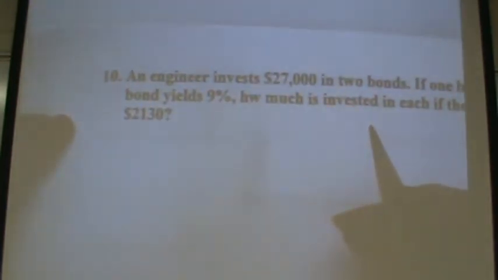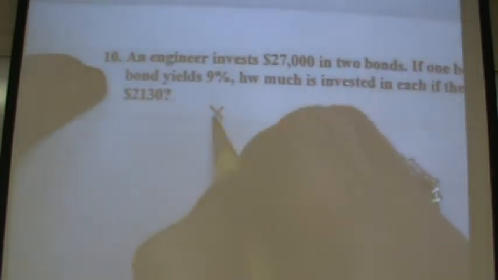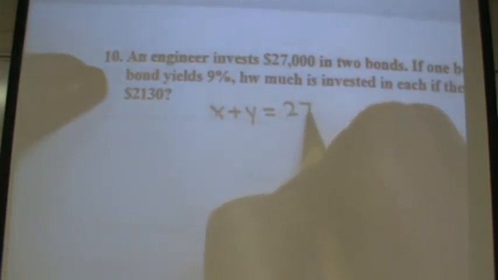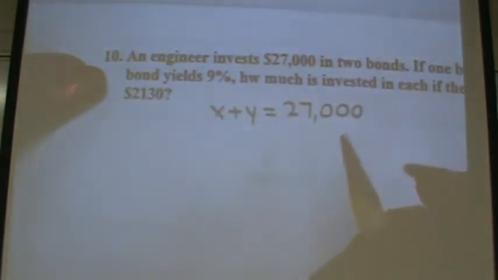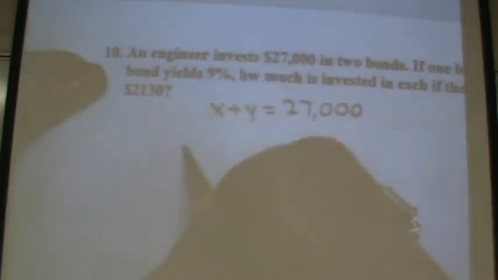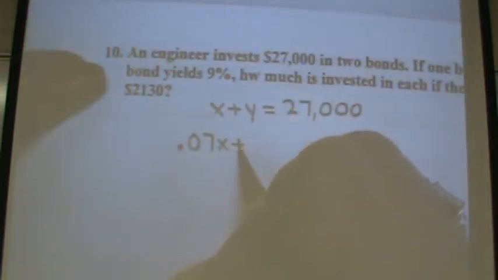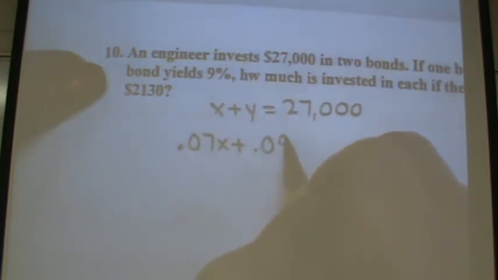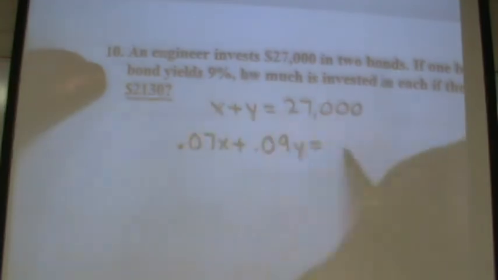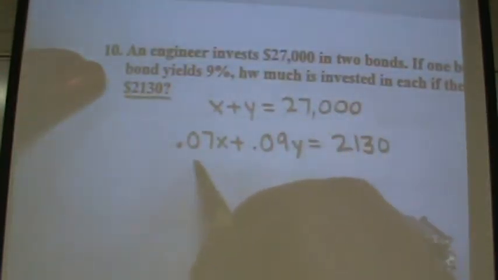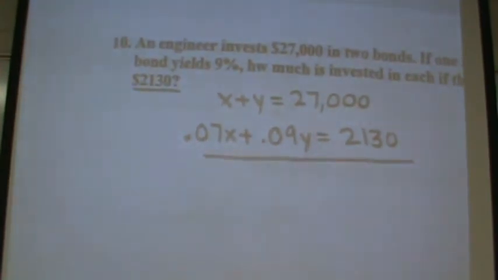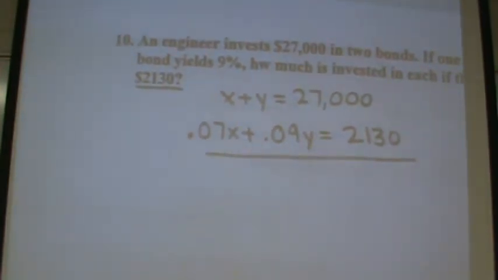Okay. Next, make sure you can do this one. You're investing $27,000 in 2 bonds, so your equation is x plus y is 27,000. That's the big number you're investing in 2 accounts. One bond is 7%. And the other one is 9%. And you're gonna earn that interest. And solve it, systems of equations. Give the 2 answers. 15,000.